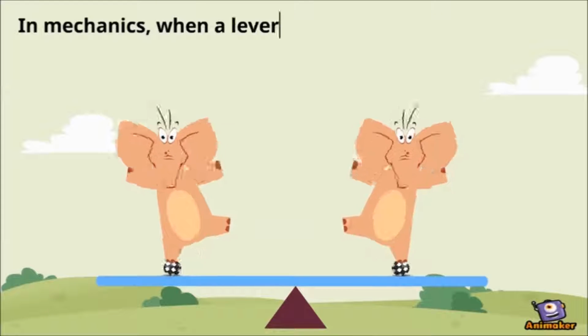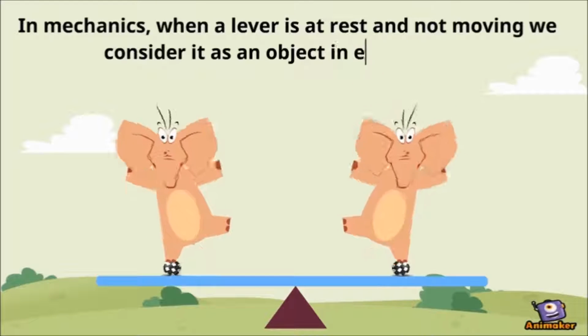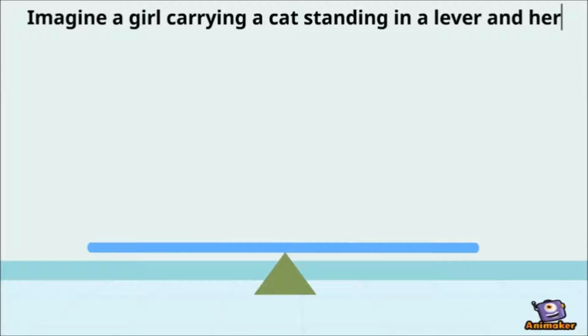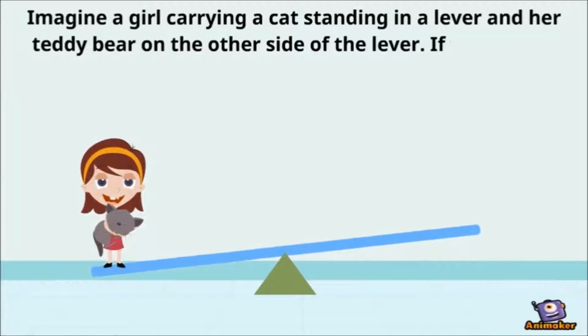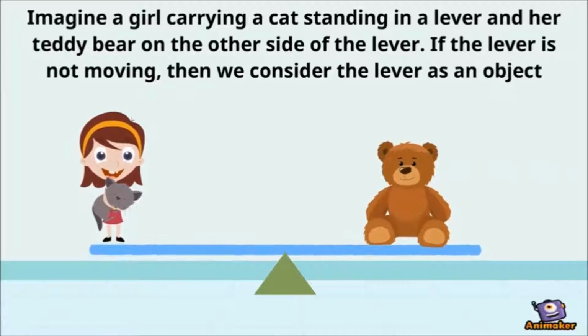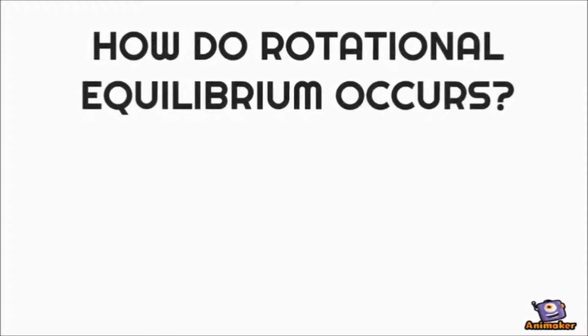In mechanics, when a lever is at rest and not moving, we consider it as an object in equilibrium. Imagine a girl carrying a cat standing on a lever and her teddy bear on the other side of the lever. If the lever is not moving, then we consider the lever as an object under the state of rotational equilibrium. How does rotational equilibrium occur?